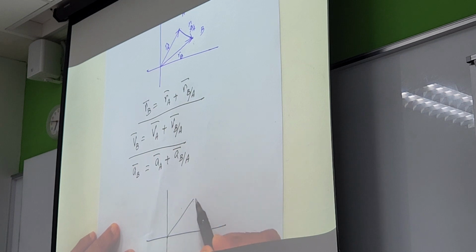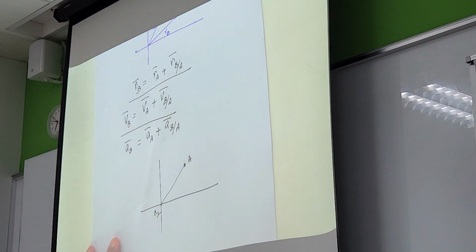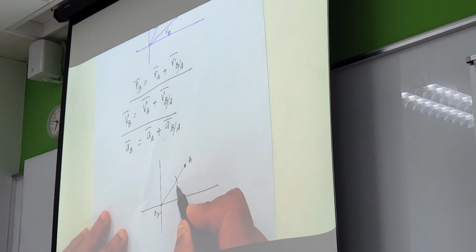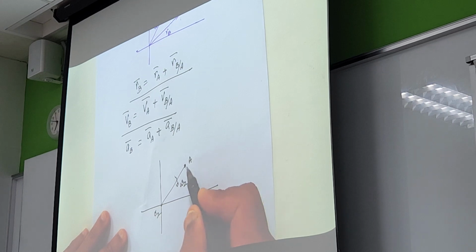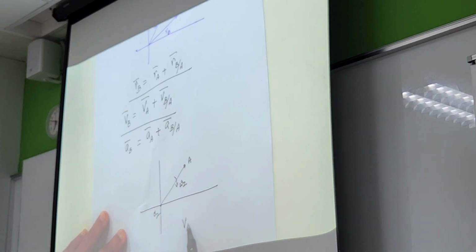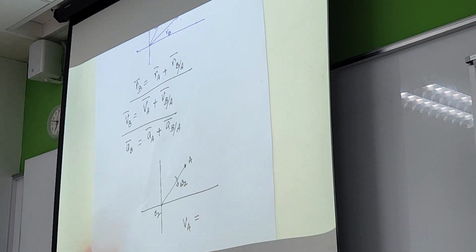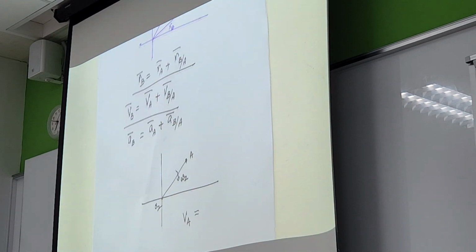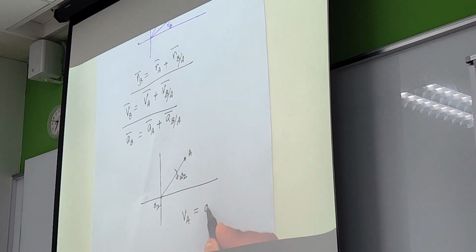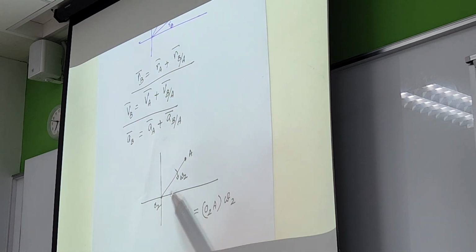Now, let us say this is a link. We call this O2A, and I give it angular velocity omega 2. Can you tell me what is the velocity of point A? We know that it is simply O2A into omega 2. Why? Because for point A, the instantaneous center is O2.